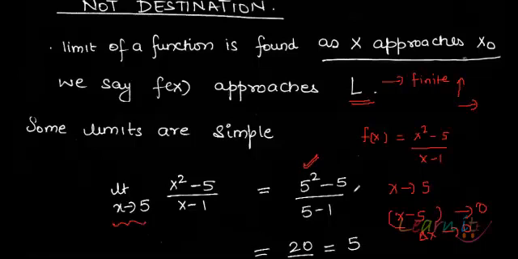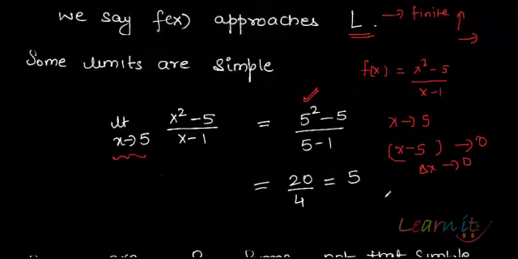So 5 square minus 5 upon 5 minus 1 gives me a simple solution, which is 5. The function is also almost 5 as x approaches 5. So as x approaches 5, f(x) approaches 5.